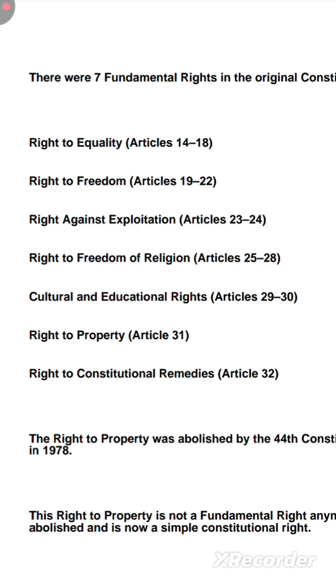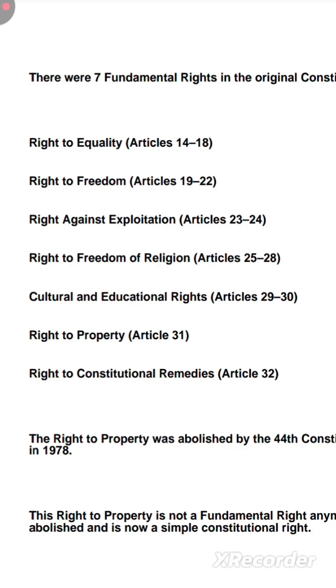Right to freedom. There are various kinds of freedom that we exercise, such as freedom of expression, freedom to assemble, freedom to move throughout the territory of our country. Therefore, it has been correctly said that the right to freedom is a cluster of rights.